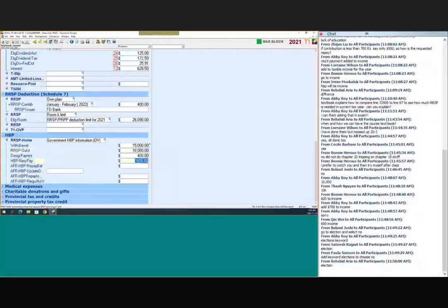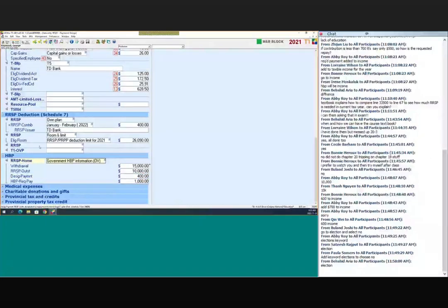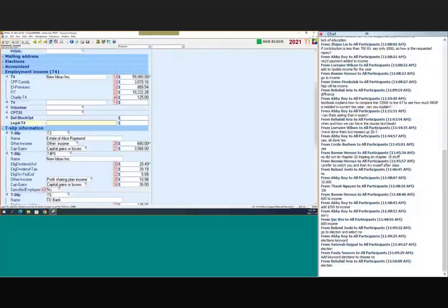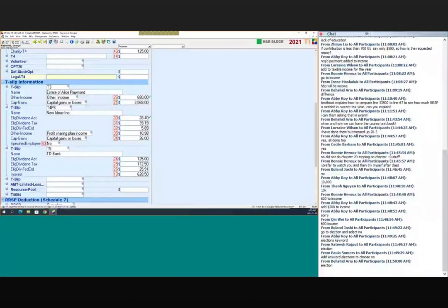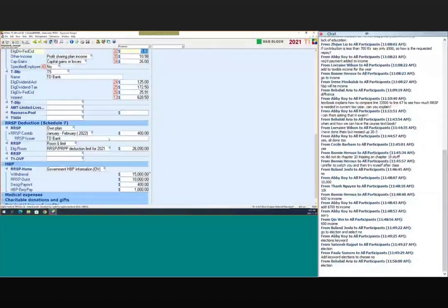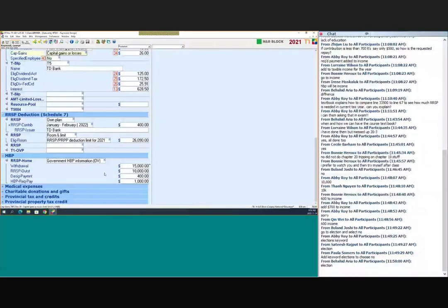Then we have the required payment is $1,000, but what we've designated is $400 because he only contributed $400. So he could have had more than $1,000. If he had more of an RSP contribution, he would be able to reduce it down. Most people I find don't want to reduce it down. So basically that is the data entry for George. We have his T4, his T3, his T4 profit sharing, his T5, his RSP deduction, and his home buyer.